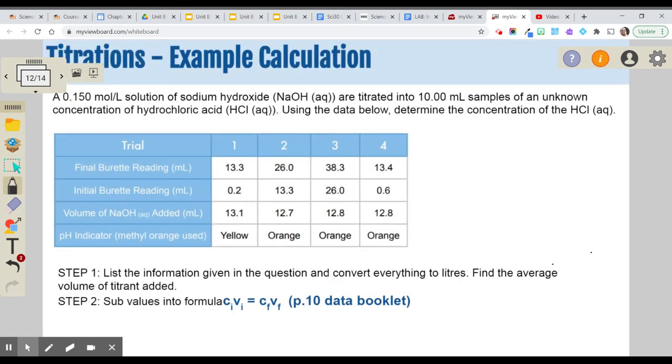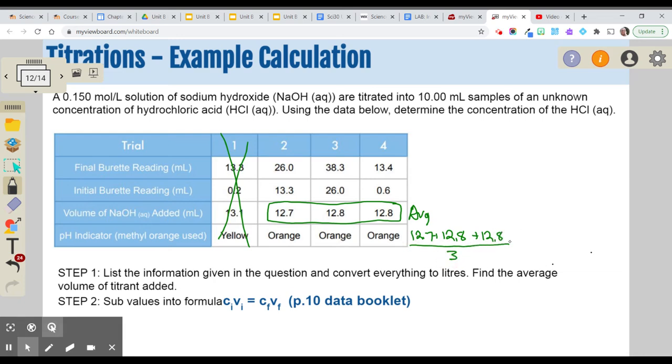So step 1, list the information given in the question and convert everything into liters. Find the average volume of titrant added. So I explained why we are getting rid of this trial already. These are our 3 trials. Let's find the average of those trials. And remember, for average, you're just going to add them all together and divide by 3. So 12.7 plus 12.8 plus 12.8 and divide them all by 3. And that equals 12.8.